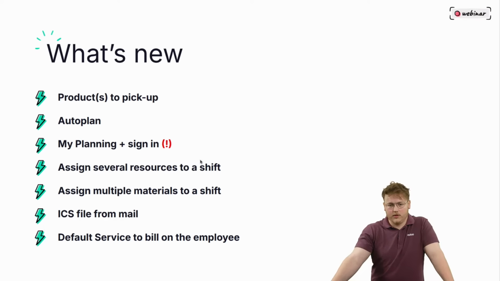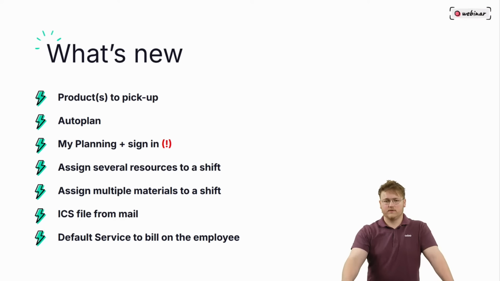And then the last point is the fact that we now have a default service to bill on the employee form. As you may have seen when I did the first use case, when I completed the flow, it was the service on timesheet that was put on the sale order. But now I can set a different type of service per employee, so that it's this service that will be put on the sale order when a shift is completed.